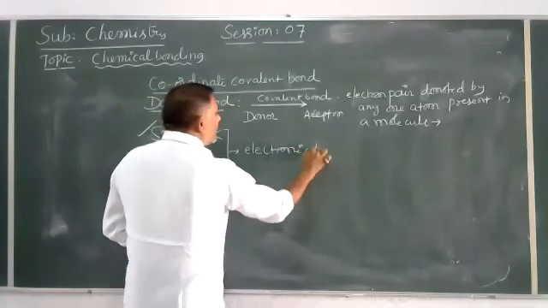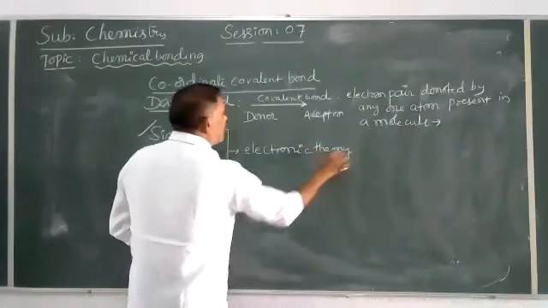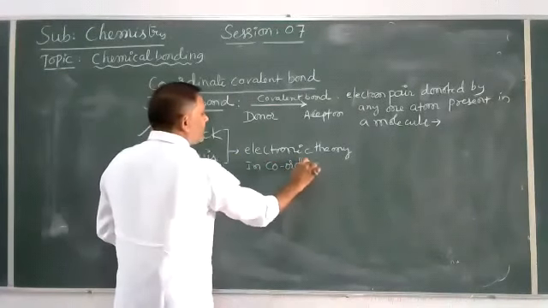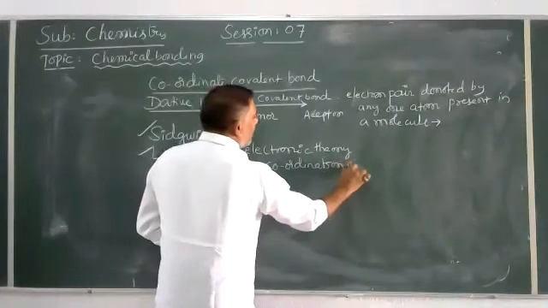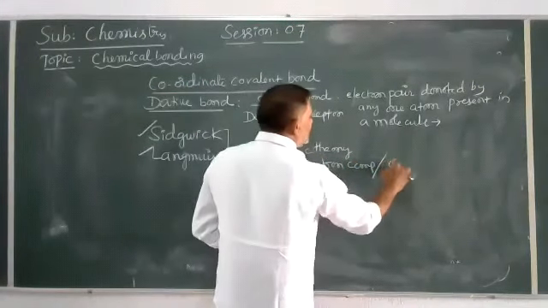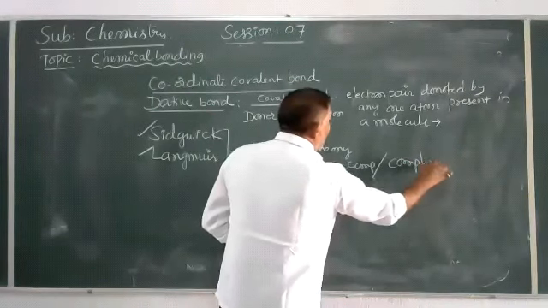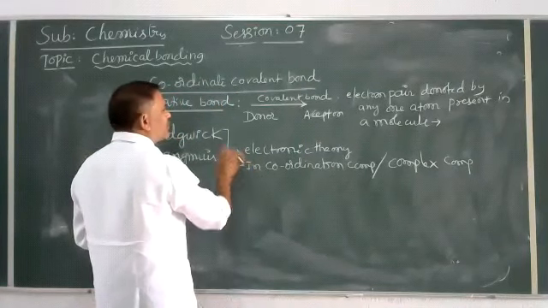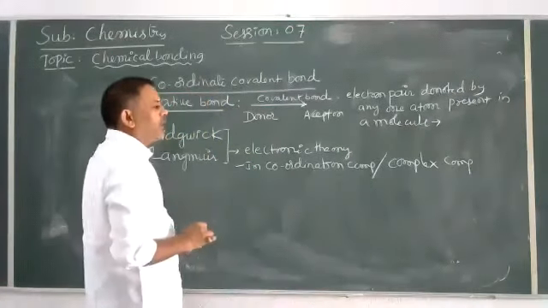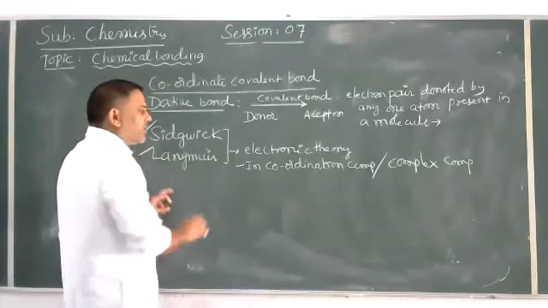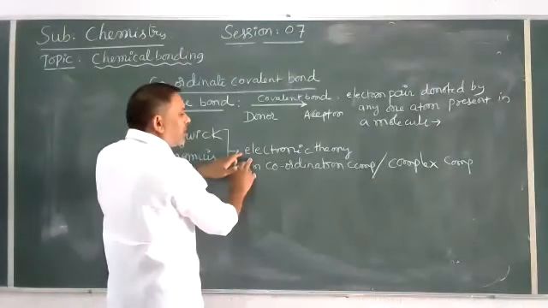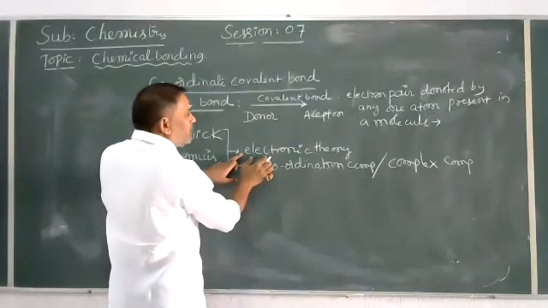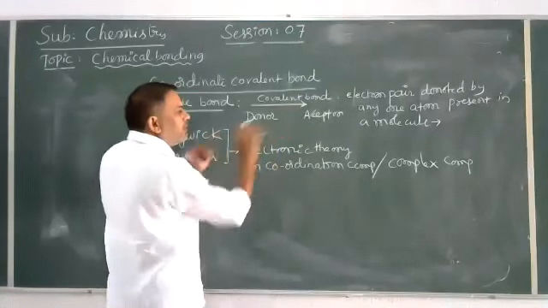This electronic theory applies particularly to coordination compounds. These coordination compounds are also called complex compounds. Almost all such compounds contain a dative bond or coordinate covalent bond. It is called electronic because, to get a bond between two atoms, the electron pair is donated by any one of the atoms present in a molecule.